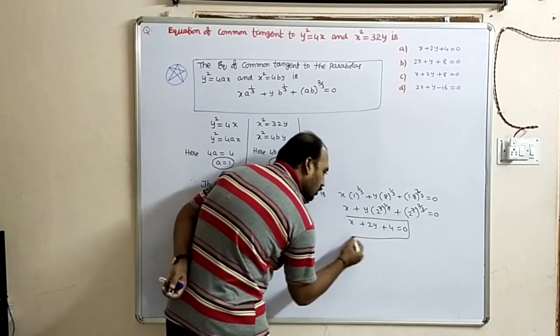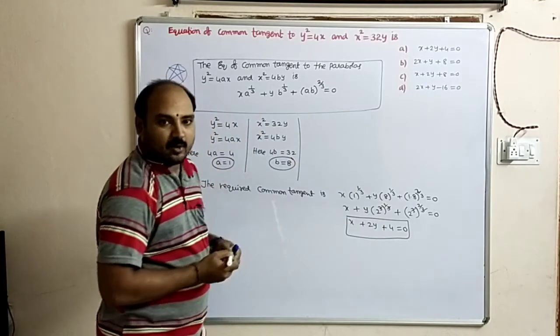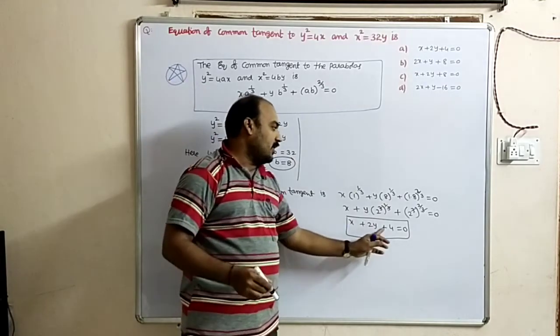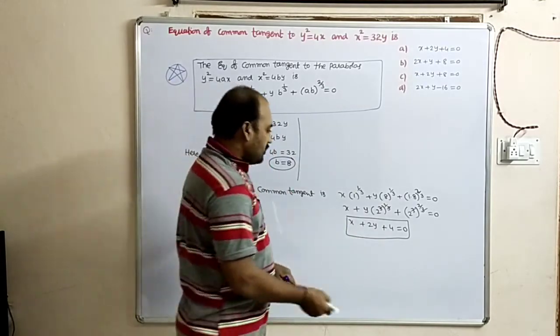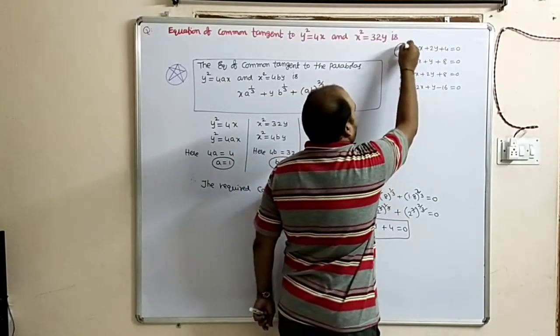Therefore, the equation of common tangent to the given parabolas is x plus 2y plus 4 equal to 0, which is there in the first option.